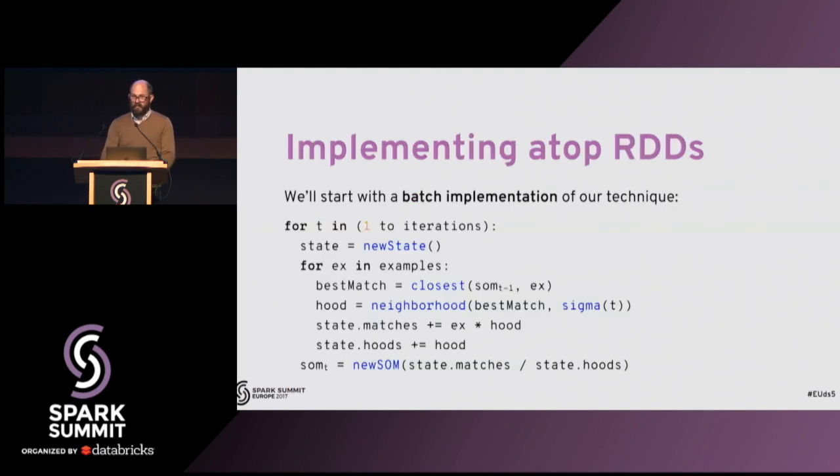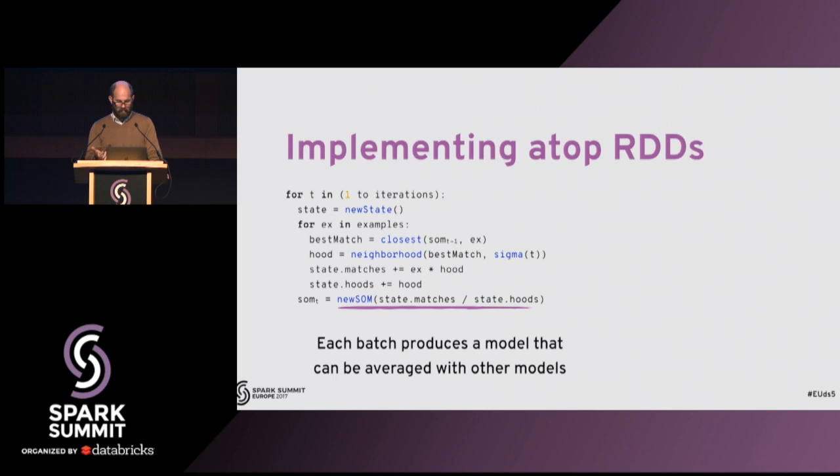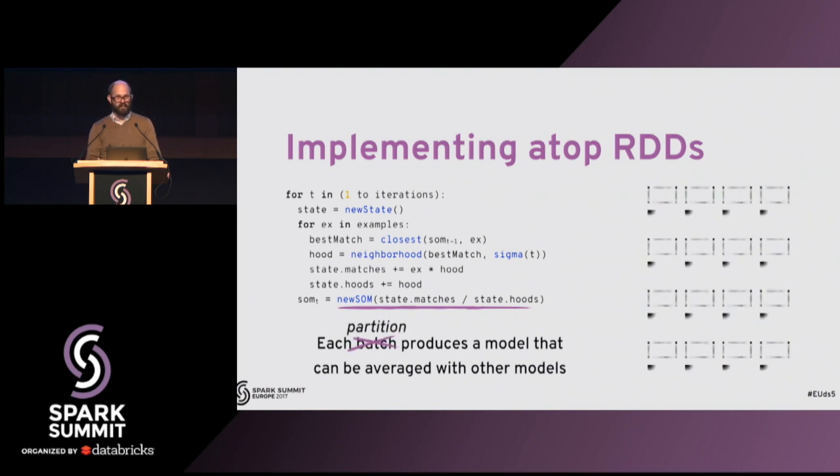So when I started implementing self-organizing maps on RDDs, I was able to start with a batch implementation that I'd seen described in the documentation for another library. I didn't even have to look at code. The basic idea behind this batch implementation is that you go through the entire training set for each iteration, record how each example would have affected the map, and then average those together for the whole batch. You then come up with a new candidate map at the end of each iteration, which you use for the next iteration. And the key thing here is that each batch produces a model that can be averaged with other models. In the context of Spark, this means that each partition produces a model that can be merged with other models, and we can have a natural implementation on top of RDDs.